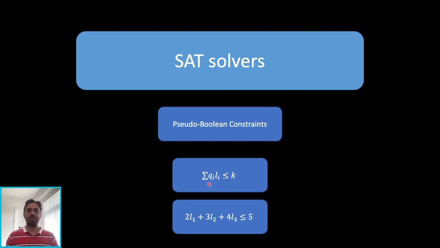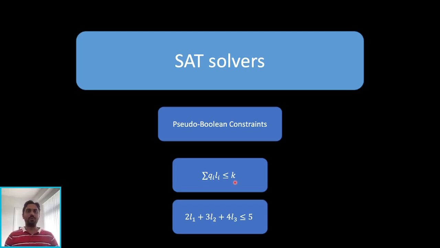All of these Qi's are positive, and K is also positive, right? If any of these Qi's is negative, then we will use its complement literal instead, and we can change it into a positive coefficient. And if all of these are positive and K is negative, then that constraint is trivially not satisfiable, so we will not discuss that. So K, we'll assume that it is also positive.